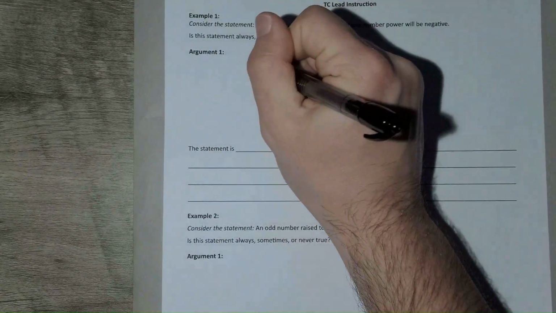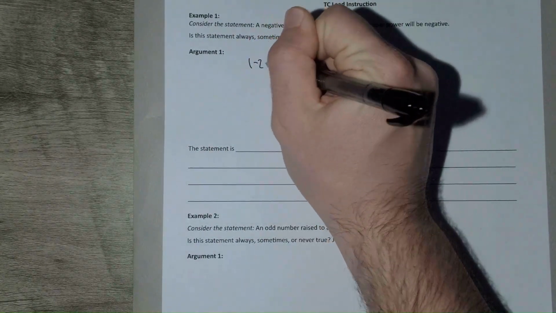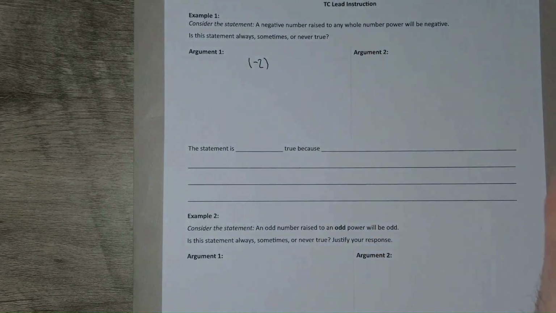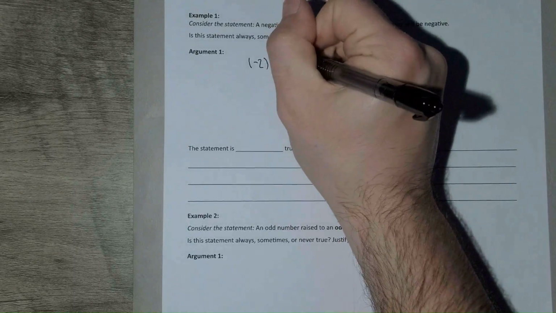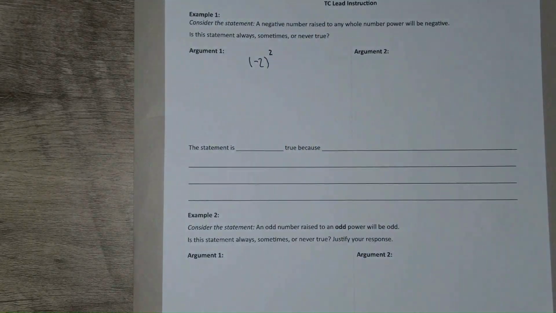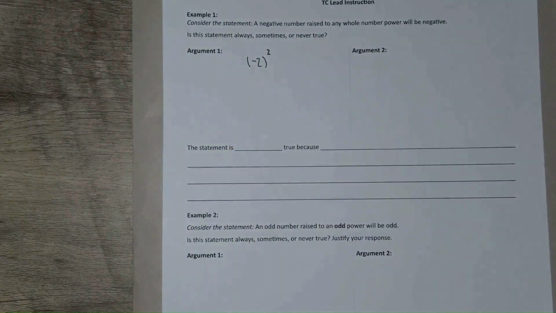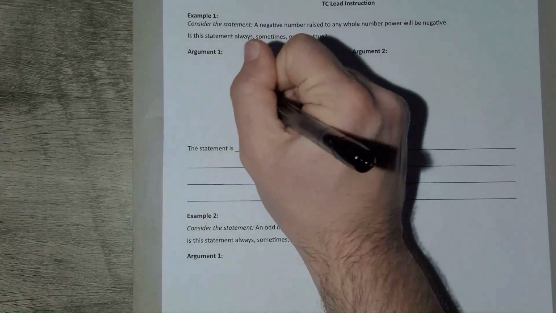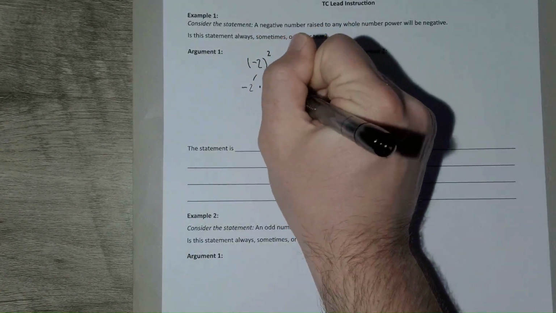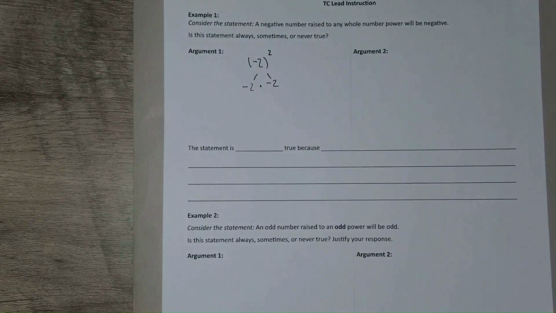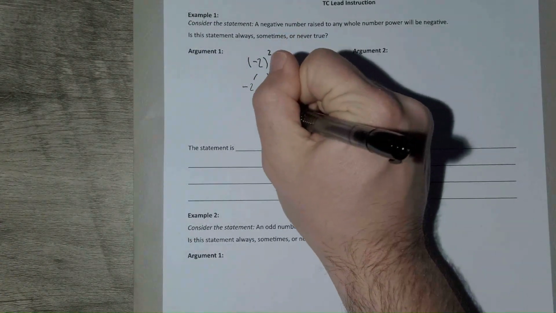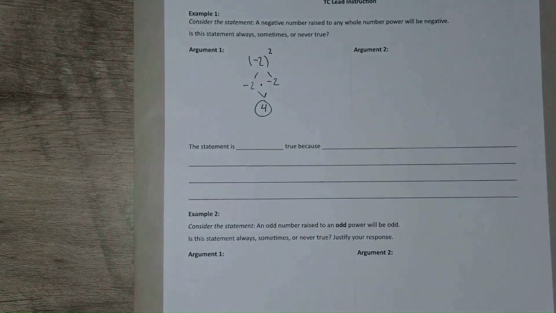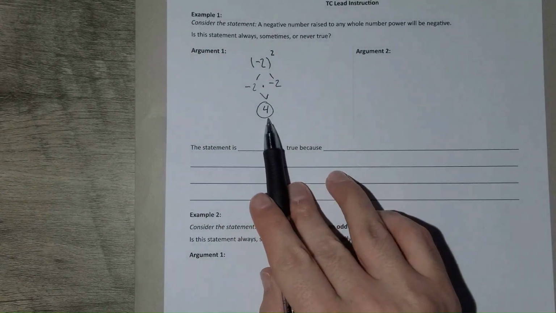So argument 1, let's do -2 to, let's say, the second power. And so this would be -2 times -2. And so a negative times a negative is a positive. And so this would leave us with 4. And so we just got a positive number.